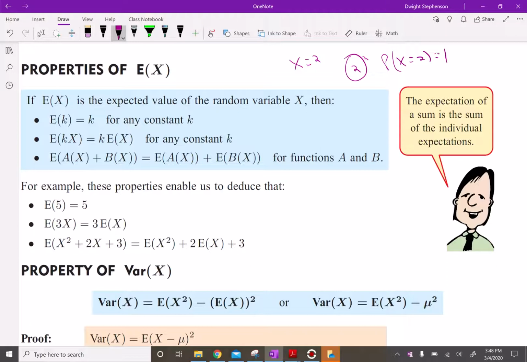The other one is if you have the expected value and you have a constant times your variable, you can bring that constant to the outside as long as it's a constant, right?